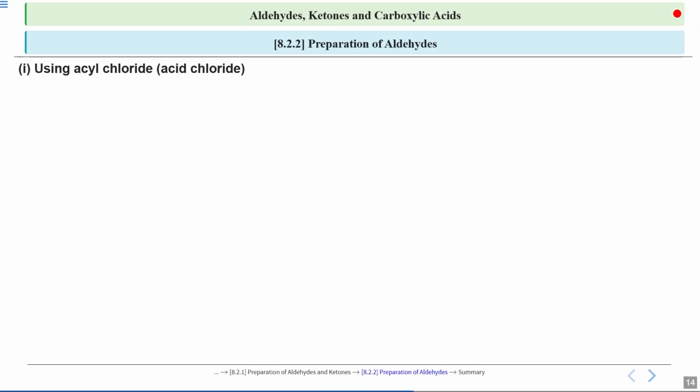First is using acyl chloride, or we can call it acid chloride. We will see that hydrogenation of acyl chloride is carried out over a Pd-BaSO4 catalyst. The first step involves the hydrogenation of acyl chloride using a palladium catalyst which is supported on barium sulfate, or I can say Pd-BaSO4. This catalyst combination is crucial because it facilitates the reduction process more efficiently.